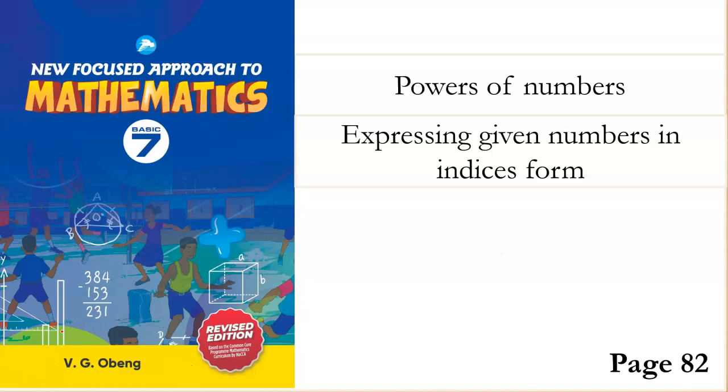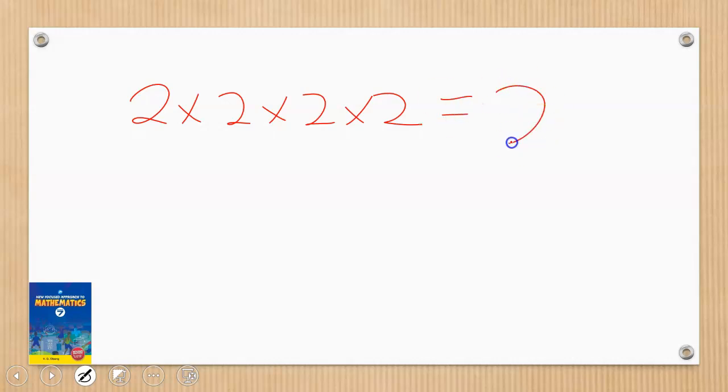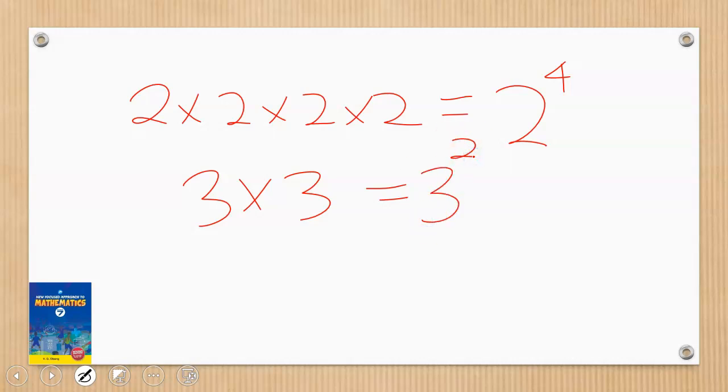Indices or exponentiation. For example, if I have the number 2 times 2 times 2 times 2, can I write this in a very simple way? I can just say 2 is multiplying itself 4 times, so I can write it this way. If I have 3 times 3, can I write this in a very simple way? I can say 3 is multiplying itself 2 times.